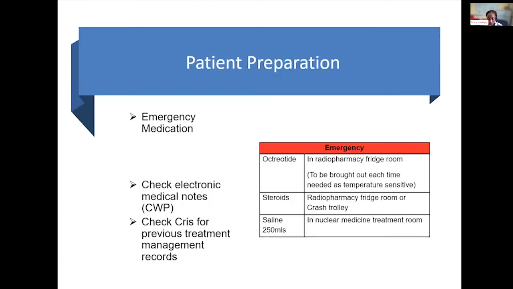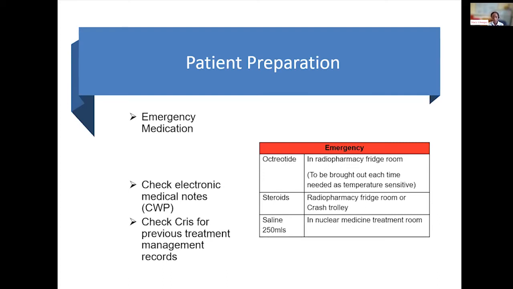And then in terms of the patient preparation itself, we have emergency medication. These are your octreotide, steroids, and again, saline 250 mils. The octreotide and the steroids we have in the fridge just to keep them at the temperature that is good for them. And that has now been transferred close by to another fridge where we can easily access it, to make sure the patient gets treated on time when they have a reaction.